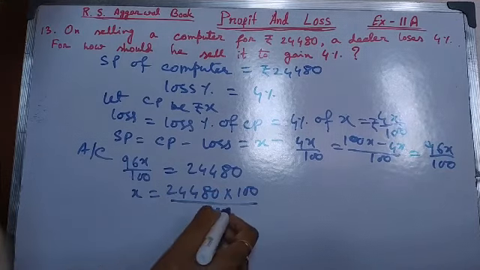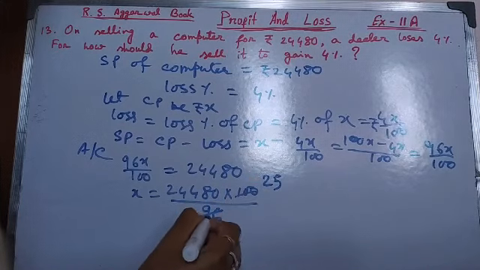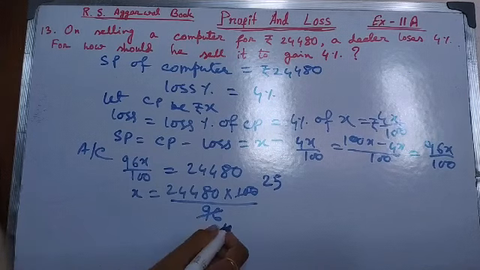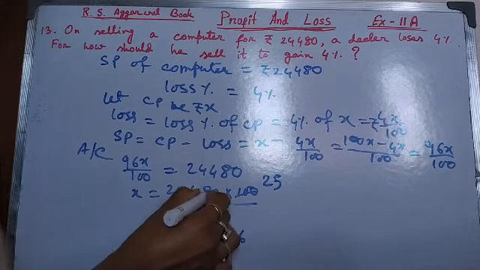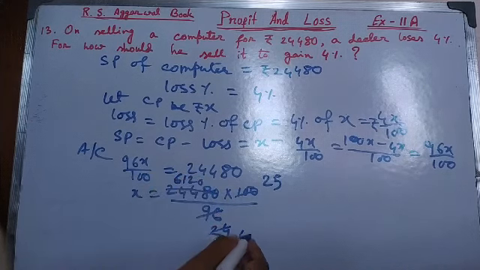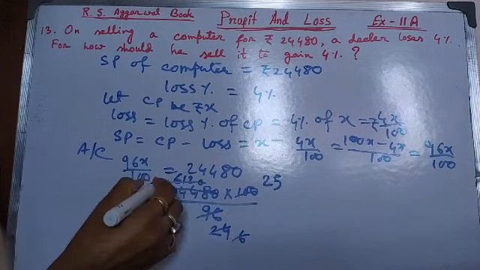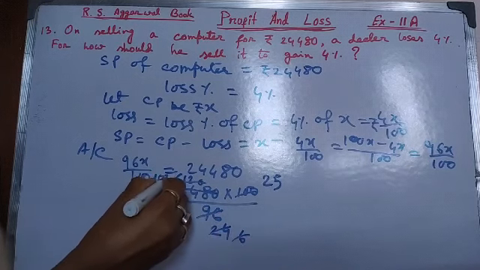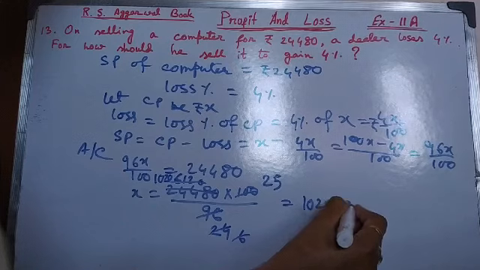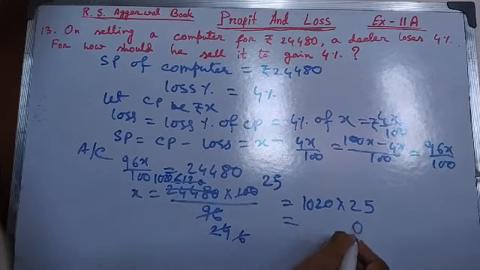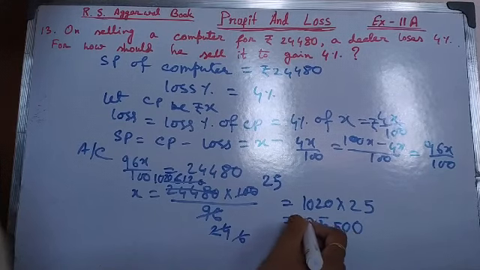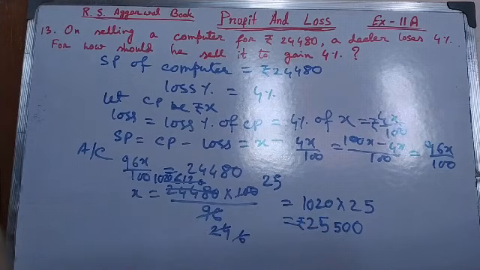Then by 4 we can cut it. 4 25s are 100, and 4 2s are 8, 4 4s are 16. By 4 again it can be cut. 4 6s are 24, 4 6s are 24, 4 1s are 4, 4 2s are 8, 0. Then by 6 it can be divided. 6 1s are 6, 0, 6 2s are 12, and one more 0. So 1020 multiply 25. 25 2s are 50, 5 carry, 25 1s are 25. So this is the cost price of the computer.